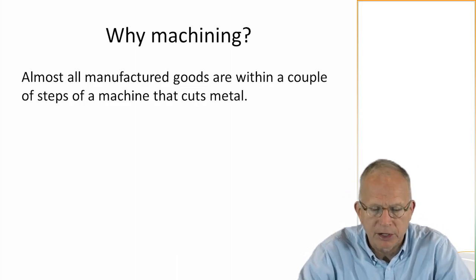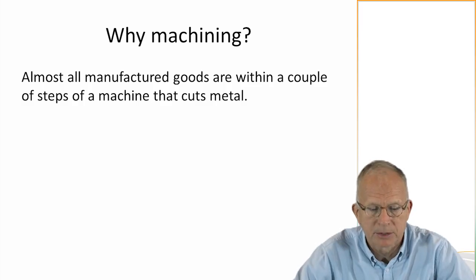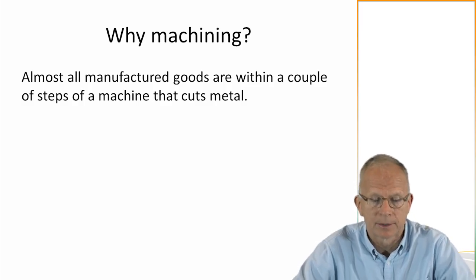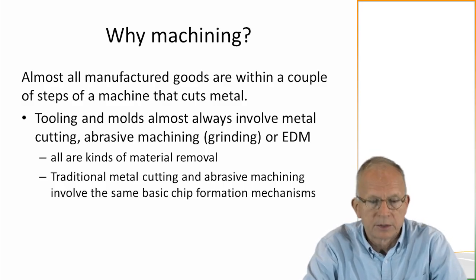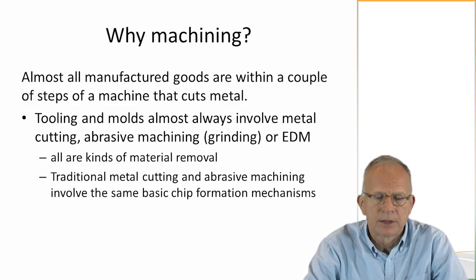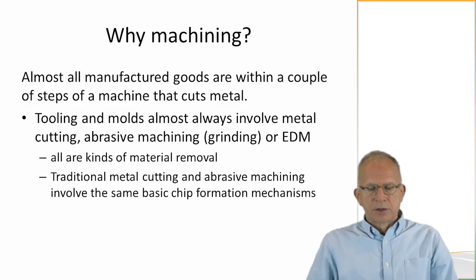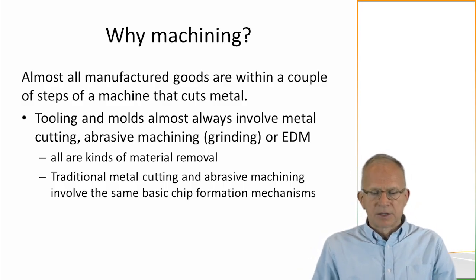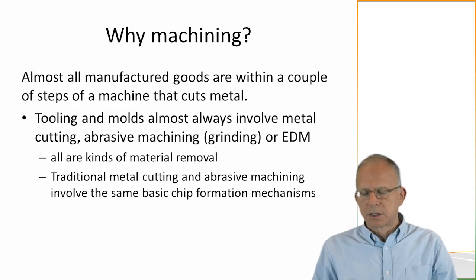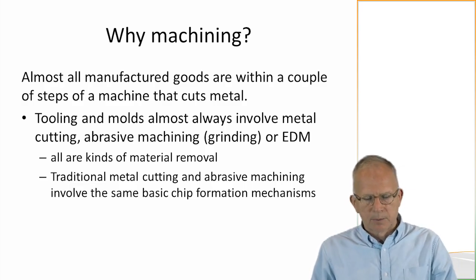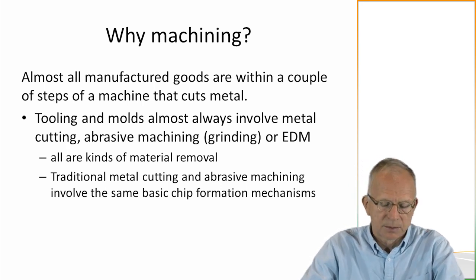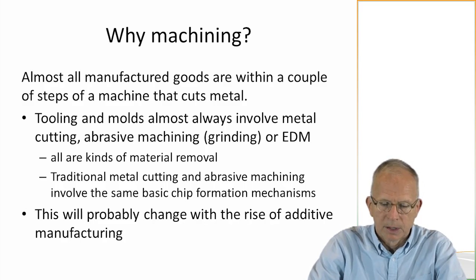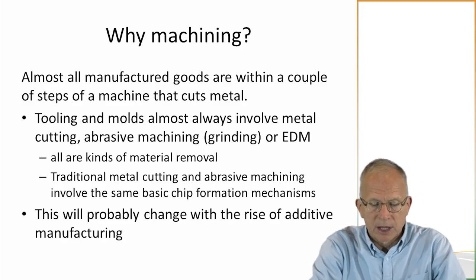Well, almost all manufactured goods presently are within a couple steps, or no more than a couple steps, from a machine that cuts metal. The tooling, the molds, almost always involve metal cutting, abrasive machining, grinding, or electric discharge machining. These are all methods for material removal, and so the traditional metal cutting and abrasive actually have the same sort of basic chip formation mechanisms that we looked at in the previous lecture, and we'll be looking at in more detail now. Because EDM is spark erosion and has a completely different mechanism for material removal, we won't be looking much at that.